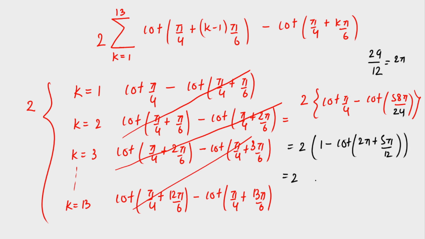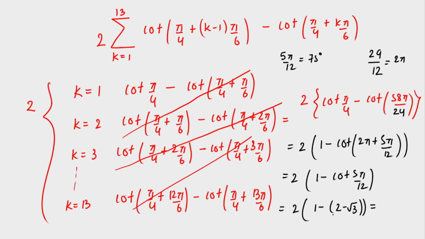So this will be equal to 2 times 1 minus cot of 5 pi by 12, since cot of 2 pi plus theta is cot of theta only. And I can write the same value as 2 times 1 minus tan of 15 degrees, as 5 pi by 12 is 75 degrees. Tan 15 degrees is a known angle, that is 2 minus root 3.